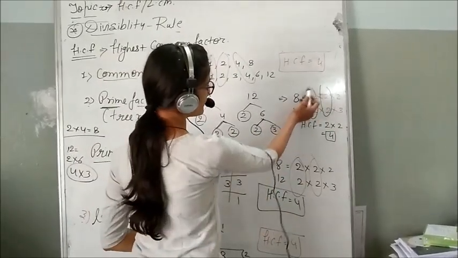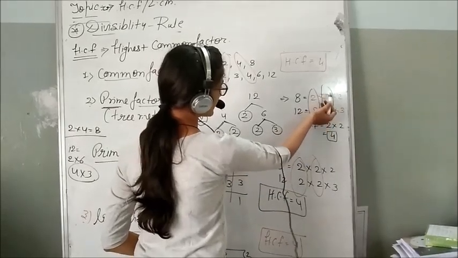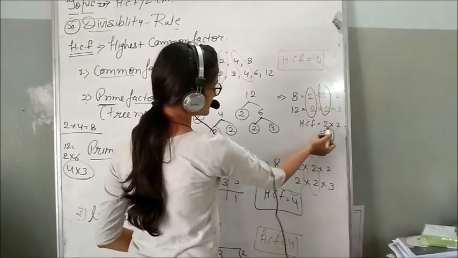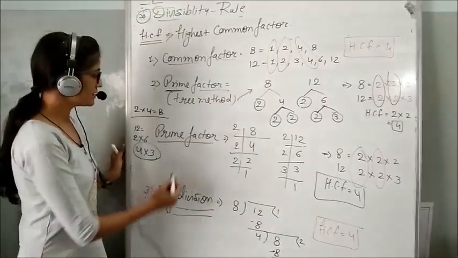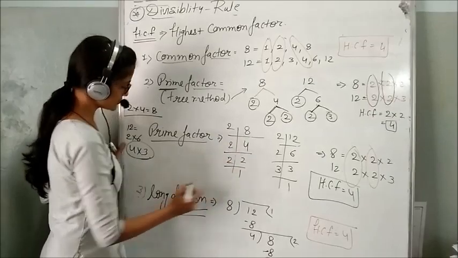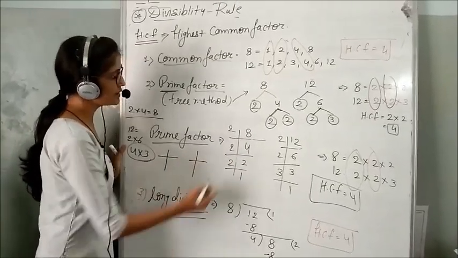Now find the common factors: 2 and 2. We write one pair here, and again one pair, so we write this number again. 2 2s are 4. Now the HCF is 4. Now for the prime factors, we just do the partition like that. That is the prime factor division.